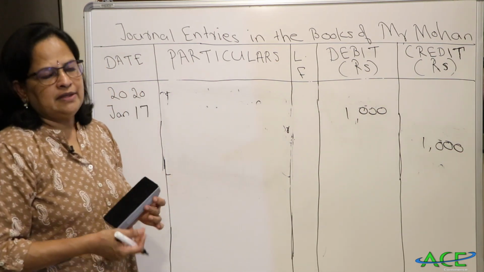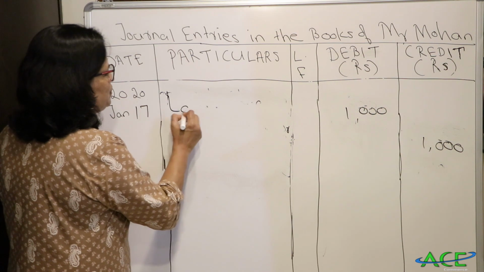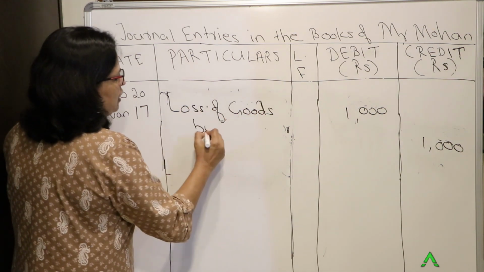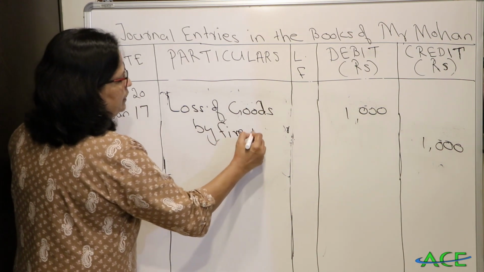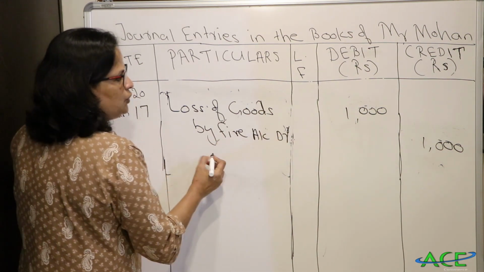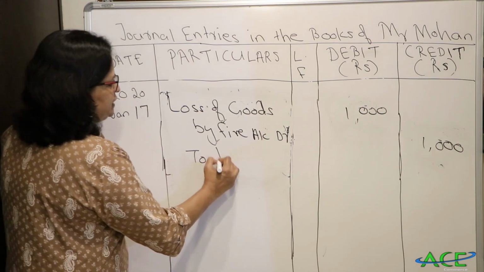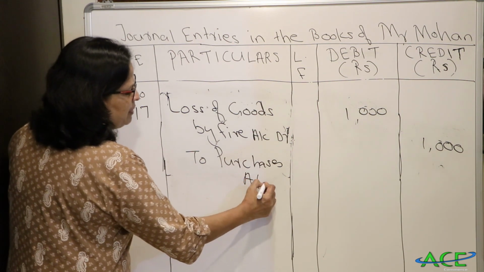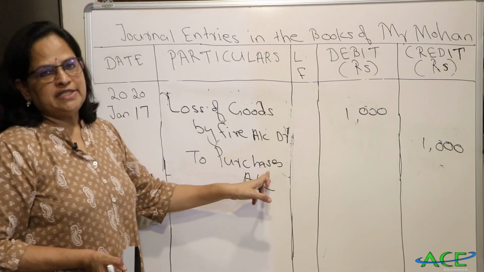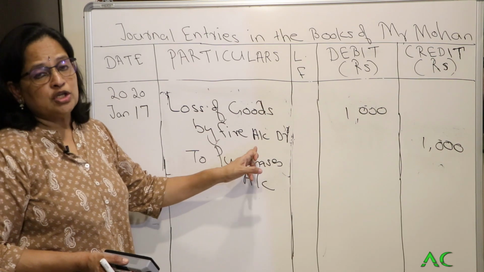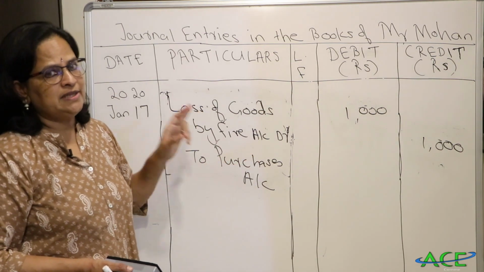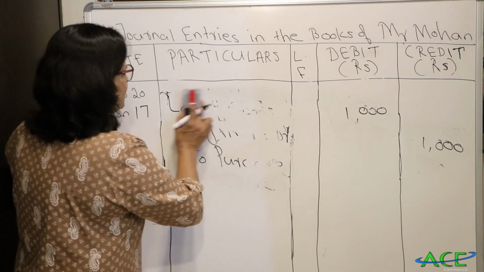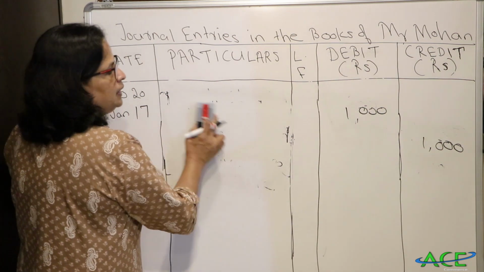Goods lost by fire, 1000. So here also loss of goods by fire. Loss of goods by fire account debtor to purchases account. These transactions are important, again and again I am telling. This you should remember. Credit value is only purchases because goods we are taking only at the cost price, we are not charging the selling price. So loss of goods by fire account debtor to purchases account. Next transaction.